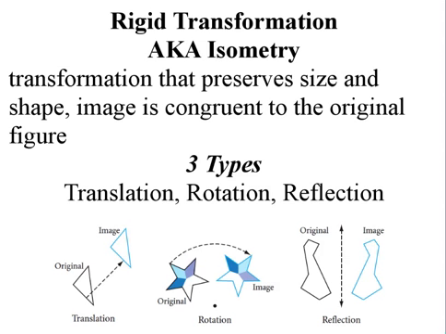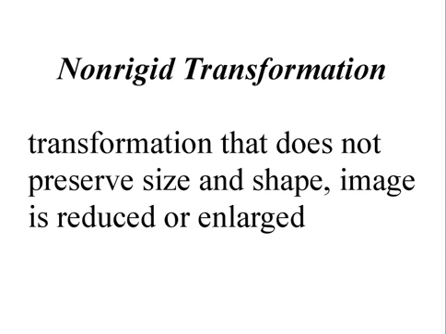So the first one we're going to talk about is, actually I take that back, we're going to talk about non-rigid transformation next. A non-rigid transformation is a transformation that does not preserve size and shape. The image is reduced or enlarged. It does not preserve size and shape. The image is reduced or enlarged.